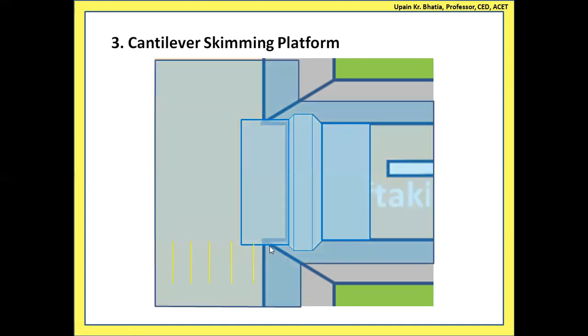when the water is allowed, the bottom layers, which are silt laden, are moving in this fashion. So in this portion, you see, they are going straight, but here in this portion, it is going from the underside of this slab. So this is a cantilever slab, which is called cantilever skimming platform, and this is dividing the bottom layer and the top layer.